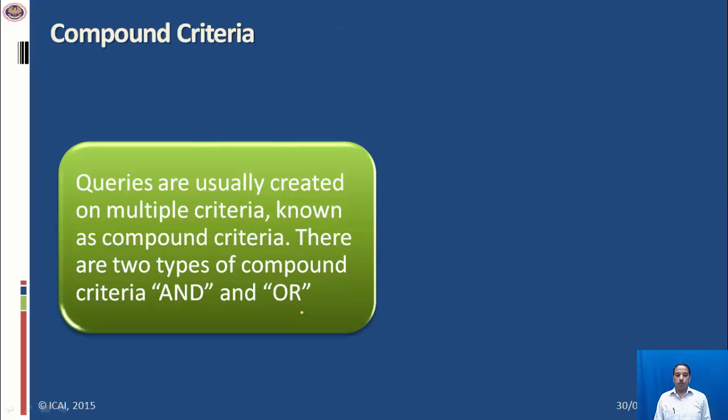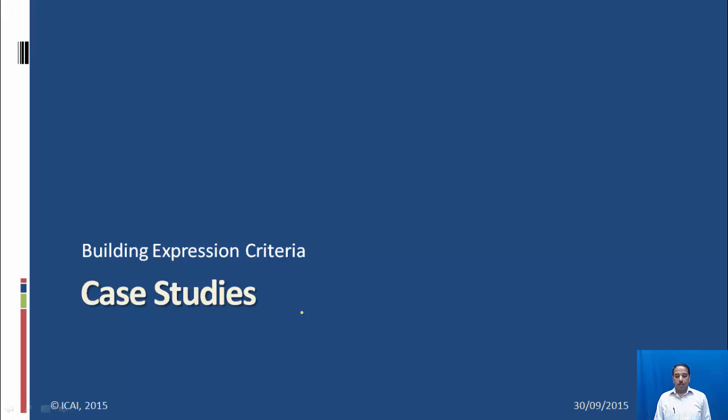Compound criteria. If you want to join two criteria, then the option is to use compound criteria. A query created on multiple criteria is known as compound criteria. There are two types of compound criteria, and, or. Next, all these operators we will study with the help of case studies.